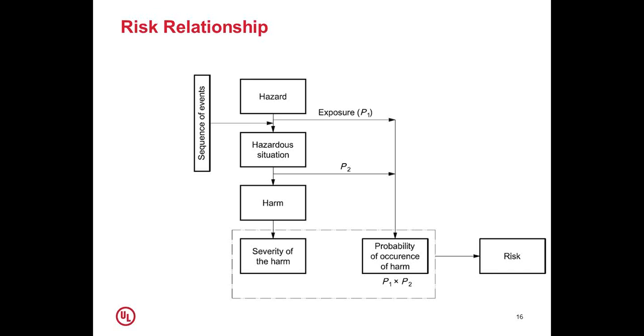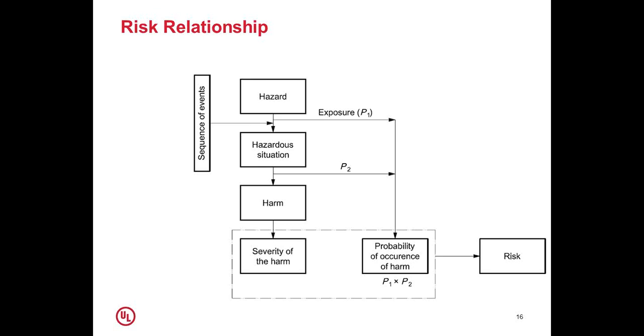Here I am trying to demonstrate a risk relationship. A sequence of events is fed into the flowchart here, which I will describe later, and a hazard is there. A hazard with the sequence of events results in a hazardous situation, and once the hazardous situation is there, there could be harm to the patient or the user, and the harm has a severity. It could be as simple as a small burn, injury, or death.